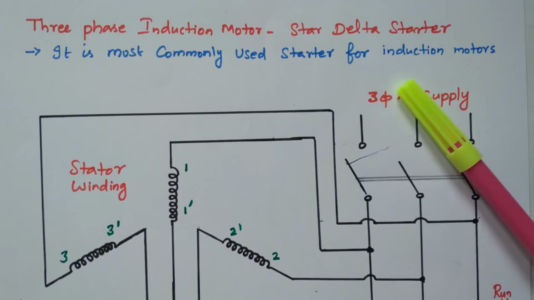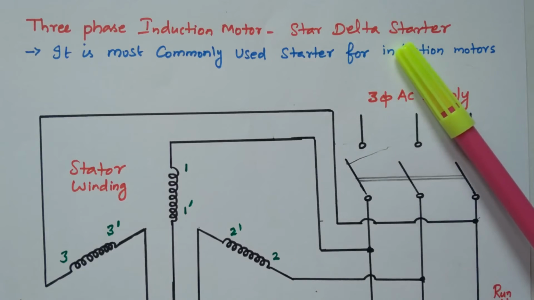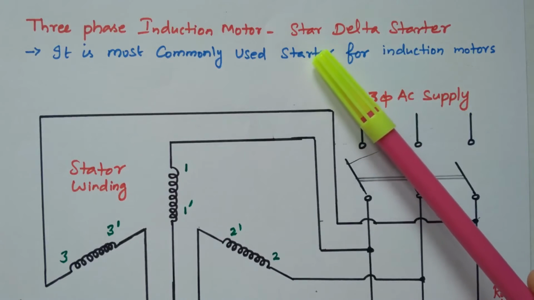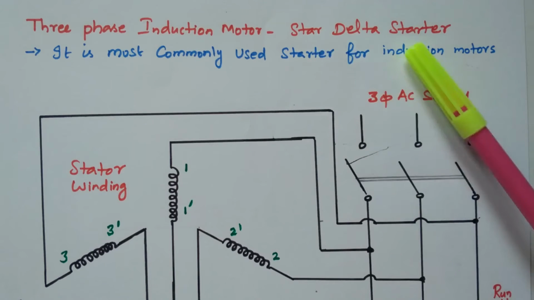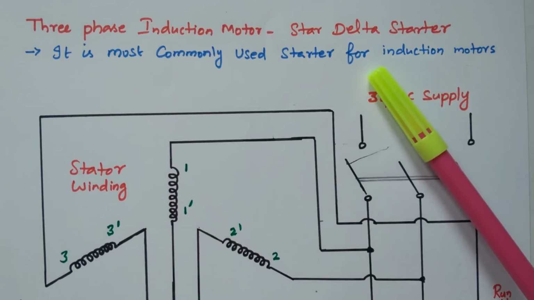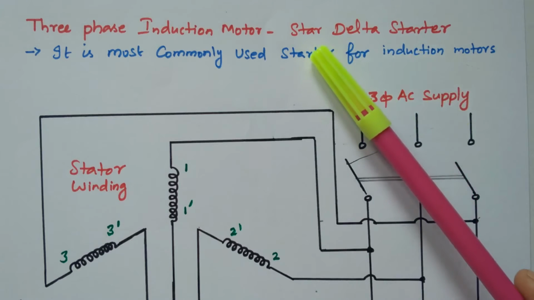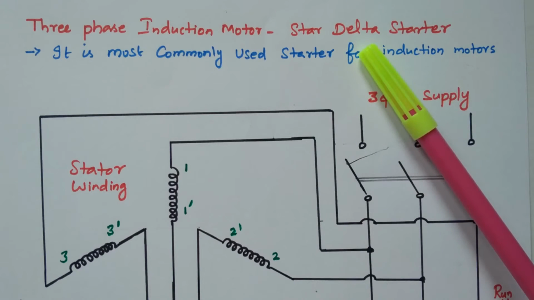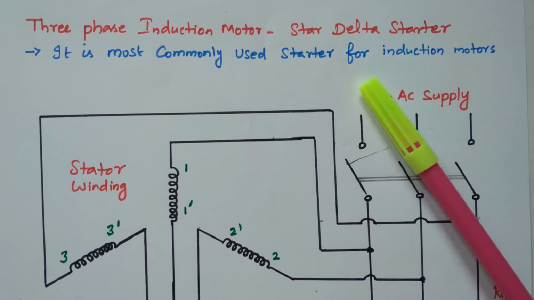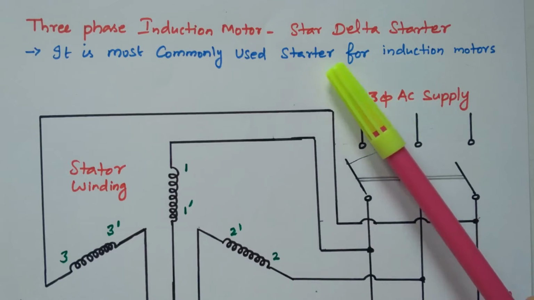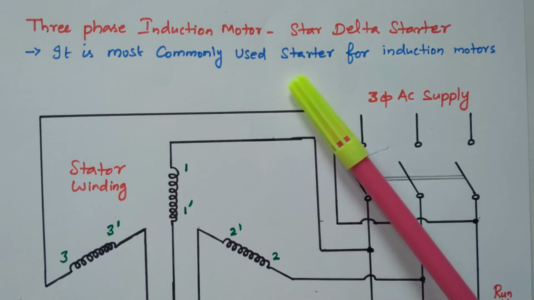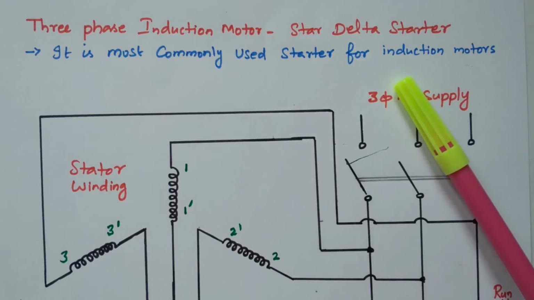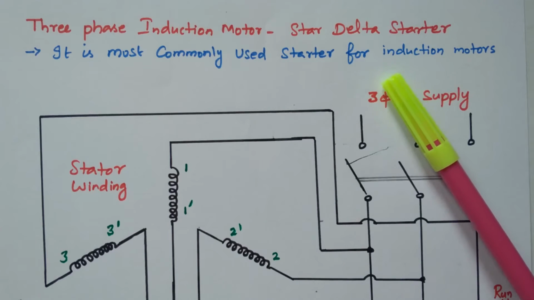Now we will go to the topic, star delta starter. In order to start the motor, one type of starter we use is the star delta starter. The stator winding, during starting, is connected in star connection. During running, it is connected in delta connection. So this is the method used in the star delta connection. This is most commonly used for induction motors. The normally used starter is the star delta starter.